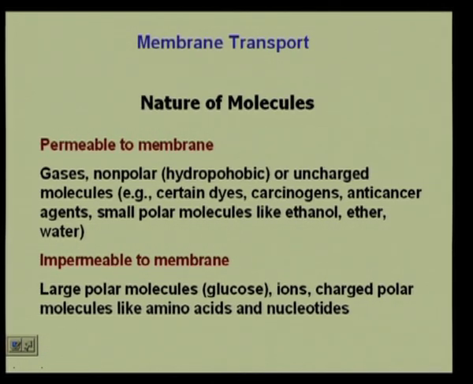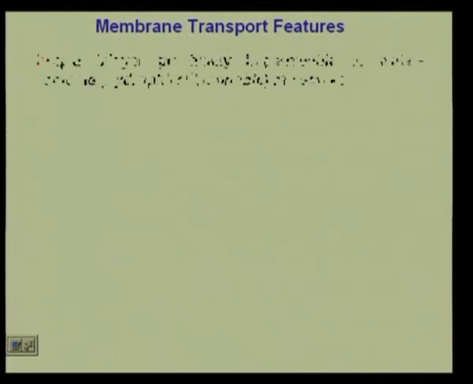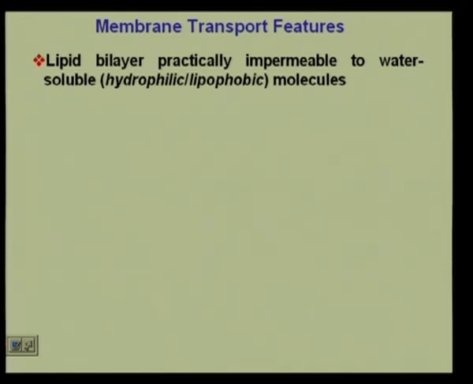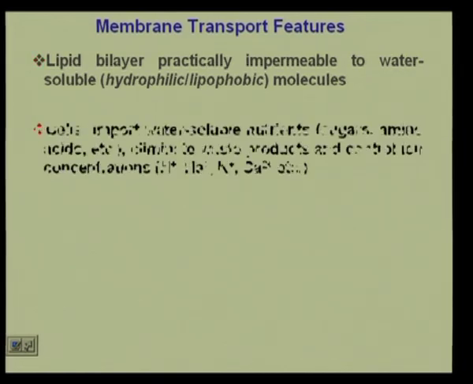Now, these would be impermeable to the membrane because, as I mentioned, since we have this hydrophobic lipid layer, it is unlikely that it is going to allow a charged molecule to pass through. So, you have to have some channel or some way that the molecule has to get through. Considering what could happen, let us see some of the features of transport. First, the lipid bilayer is practically impermeable to water soluble, that is hydrophilic, molecules. The reason again being that it is a lipid bilayer, it would not allow this transfer to be favorable.